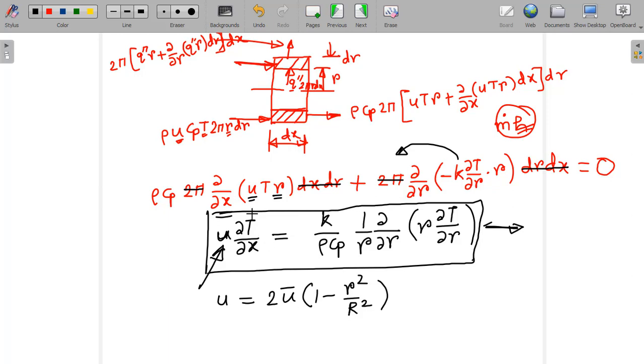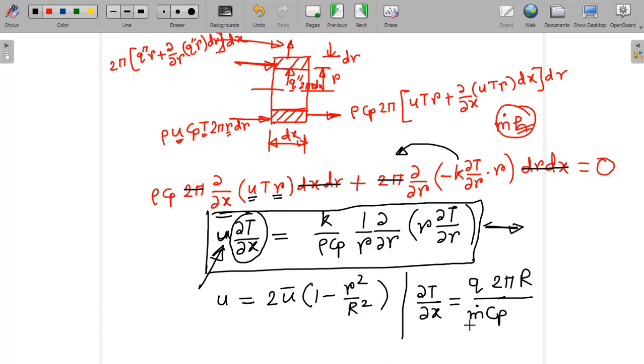For this quantity del T del x, if you remember in the last lecture we have derived that it is equal to q into P divided by m dot Cp. For a circular pipe, instead of this perimeter you can just write 2 pi capital R. So this is what is del T del x.